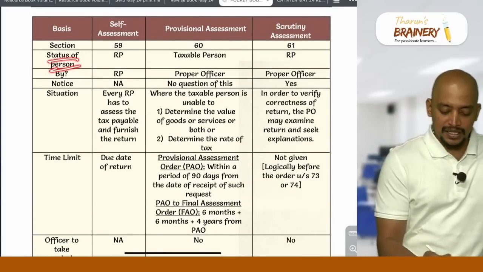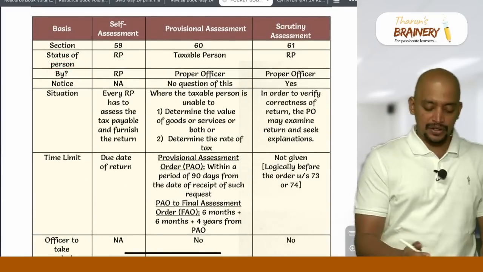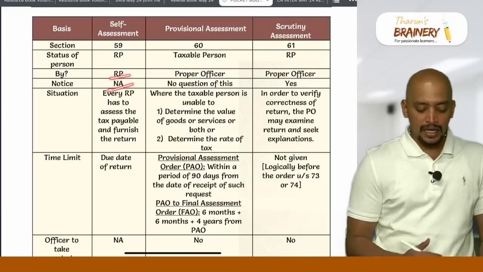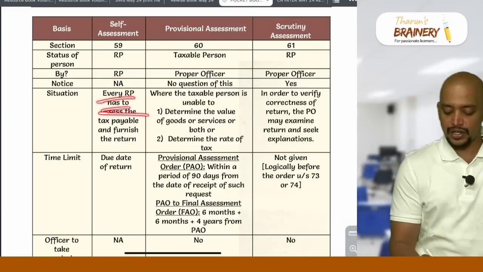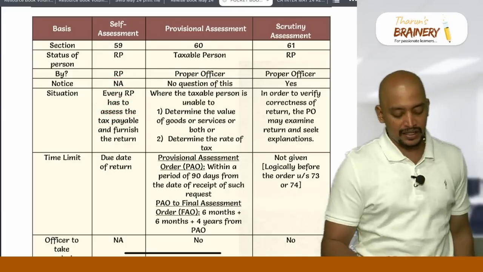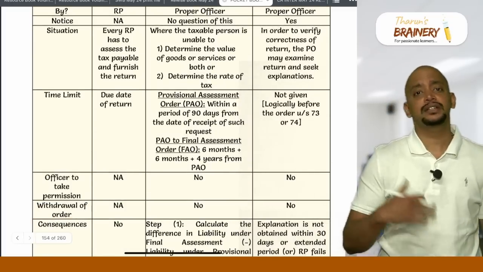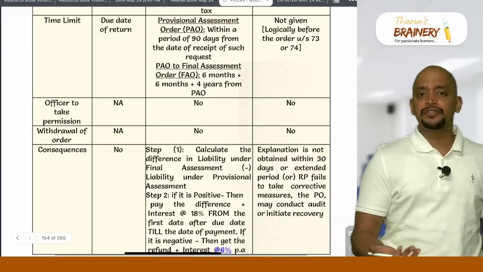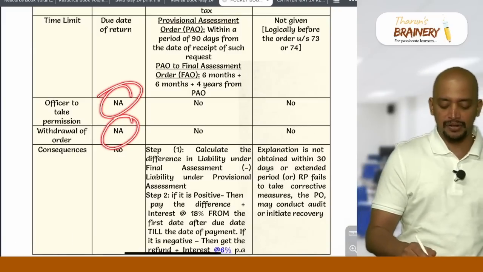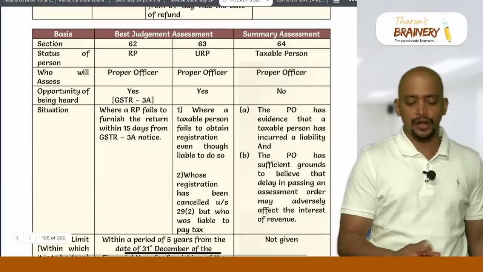The status of the person is a registered person, and a notice is not applicable. In this situation, every registered person has to assess the tax payable and furnish the return. What is the time limit for the return? The due date of the return will be taken. Officer to take any prior permission: not applicable. Withdrawal of order: not applicable, and there are no consequences.